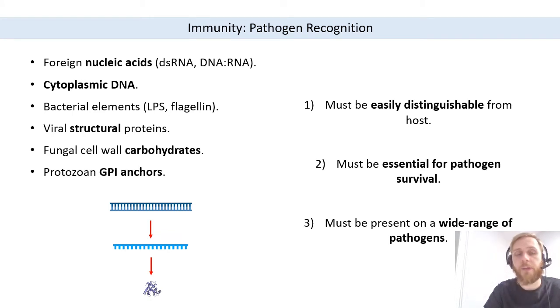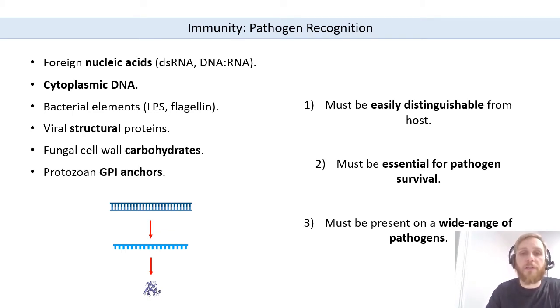The next is cytoplasmic DNA. In a normal healthy cell, there shouldn't be DNA in the cytoplasm. DNA should be in the nucleus. If DNA is detected in the cytoplasm, this indicates, best case scenario, that it's leaked out of the mitochondria, so the cell is significantly damaged. However, what it is interpreted as by the immune system is an indicator of microbial presence, because some viruses will replicate in the cytoplasm. So if there's DNA in the cytoplasm, this is an indicator of viral presence.